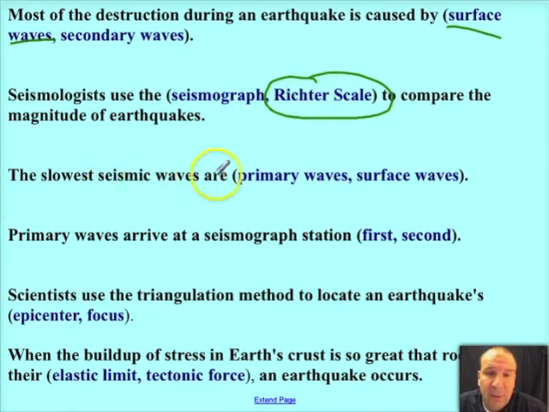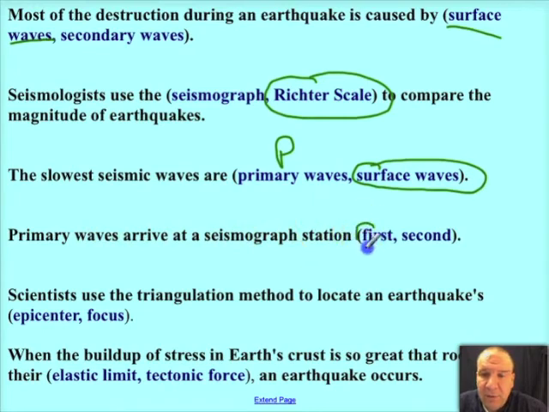The slowest seismic waves are, think about it, primary or surface waves. Do you know which one that is? Remember, the primary waves or the P waves are the fastest waves. So the slowest one are going to be your surface waves. Primary waves arrive at a seismograph station first. They're the fastest. Scientists use the triangulation method to locate an earthquake's, what do you think?